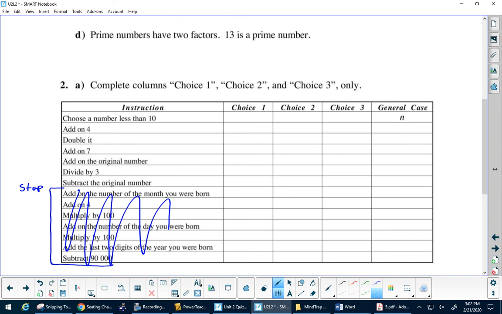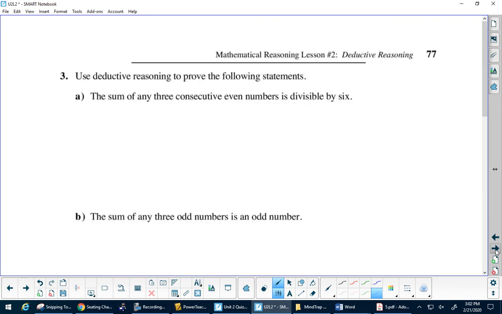Now, I do want to just kind of help you with 3. It says use deductive reasoning to prove the following statements. And students kind of struggle with this right from the beginning. So I'm going to help you out, because 3 consecutive even numbers, that's not 1, 2, 3. That's 2, 4, 6. That's 8, 10, 12. They're consecutive even, but how do you write that with n's? So you let 2n equal the first number.